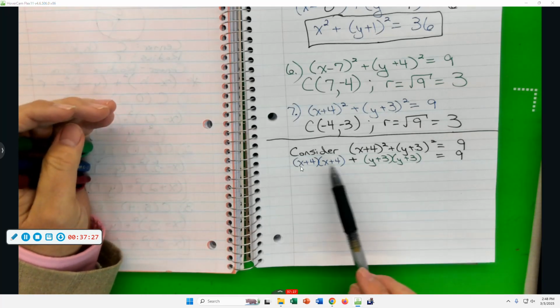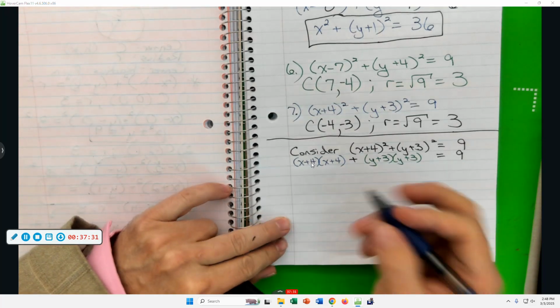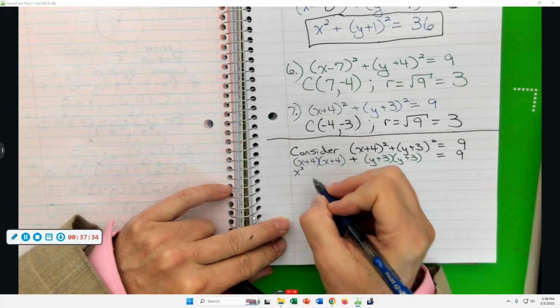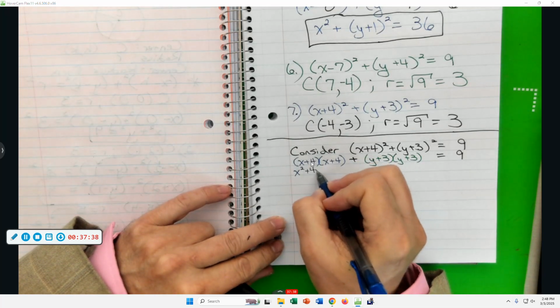Let's see. Let's FOIL out x plus 4 times x plus 4. First, x times x is x squared. Outer, x times 4 is 4x. What's inner?